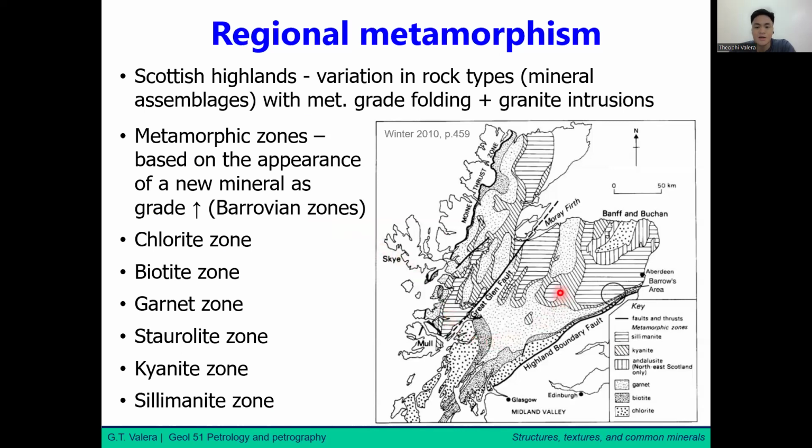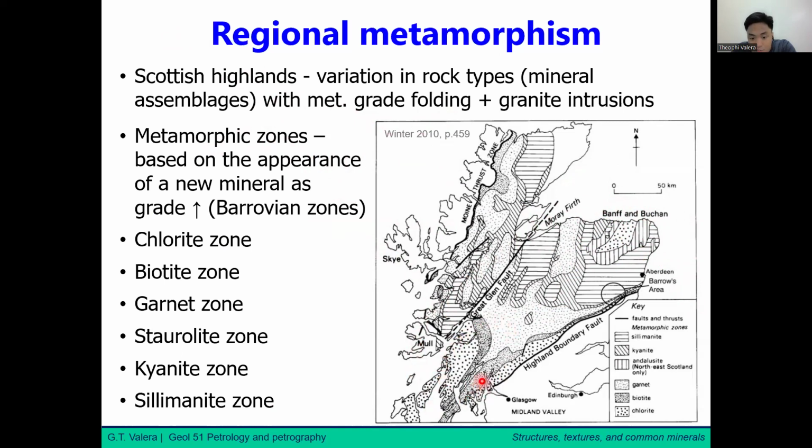So this is the Buchan, also known as Buchan zone in some textbooks. So this is an exposure in the Scottish Highlands. So basically, it showcases increasing metamorphic grade and eventually leading to the granitic intrusion.